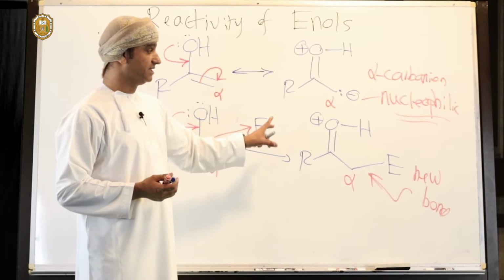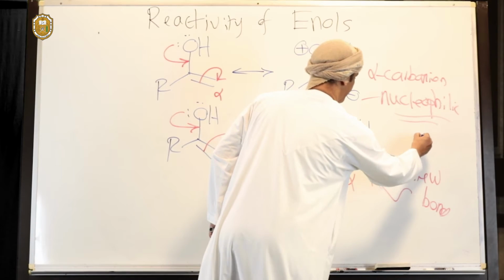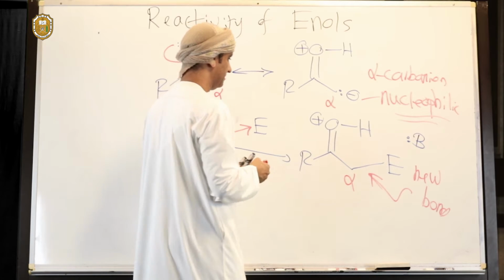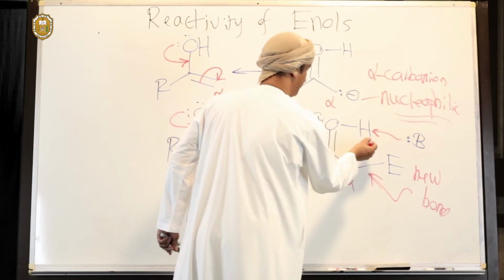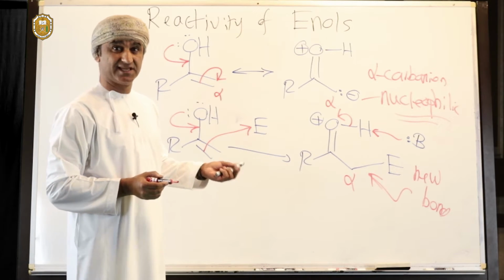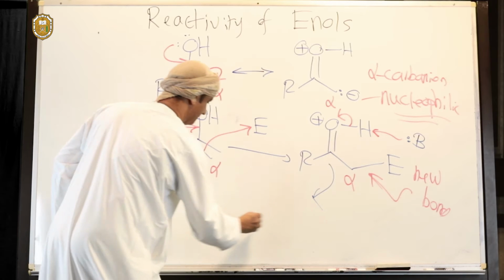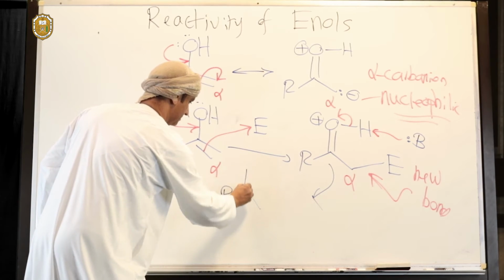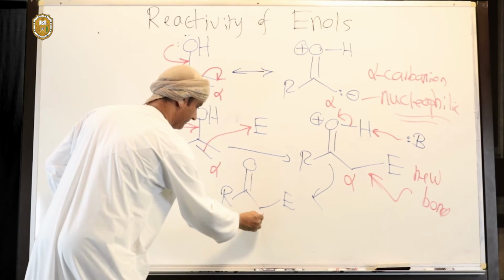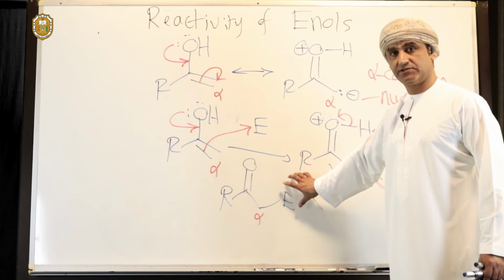Now, this intermediate can lose a proton to a conjugate base, so B is a general symbol for a base. The base can now come and take off that hydrogen, breaking the hydrogen-oxygen bond and releasing electrons onto the positively charged oxygen. So the final product is this one, where the alpha carbon has bonded with an electrophile.